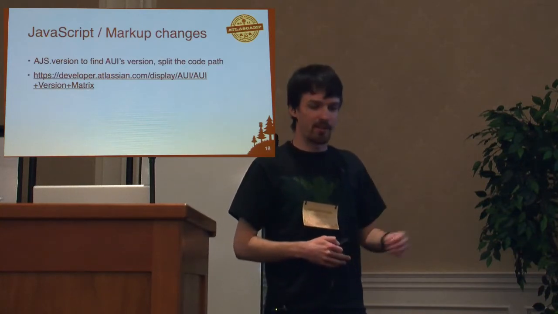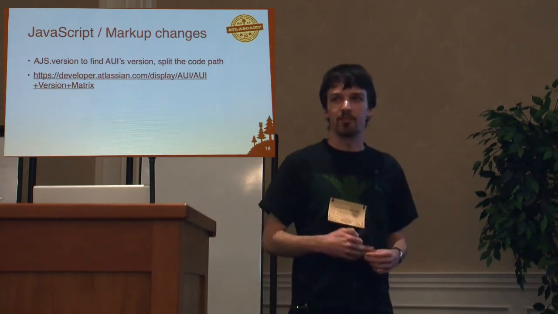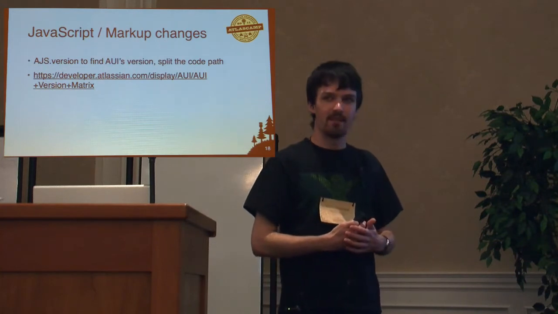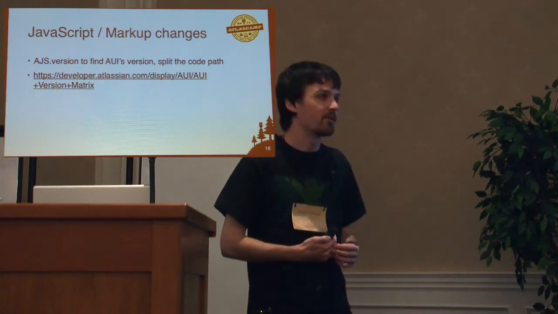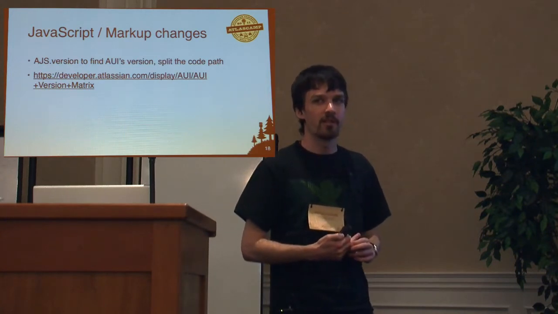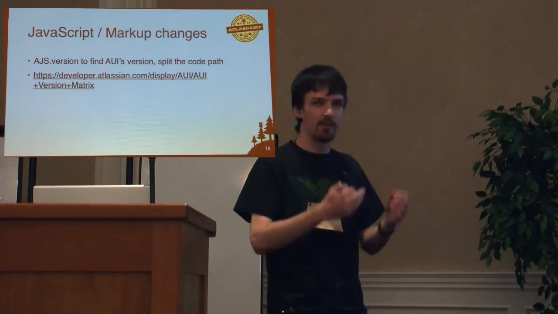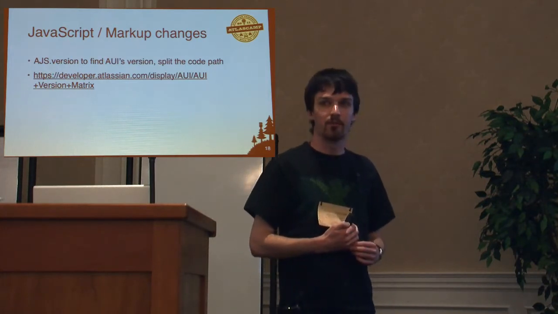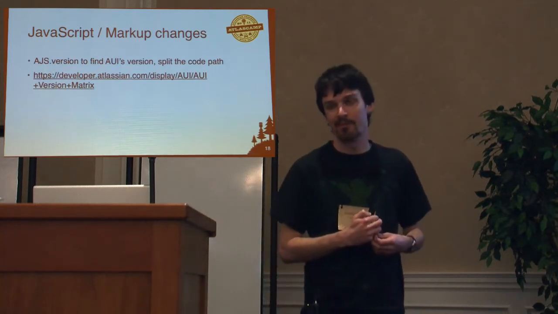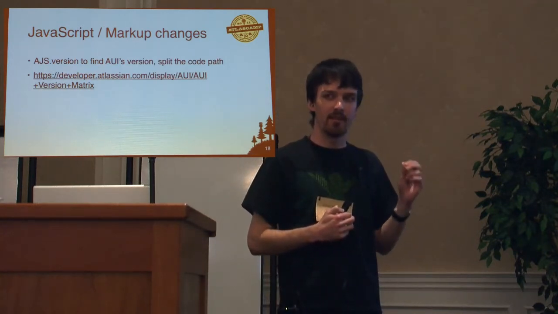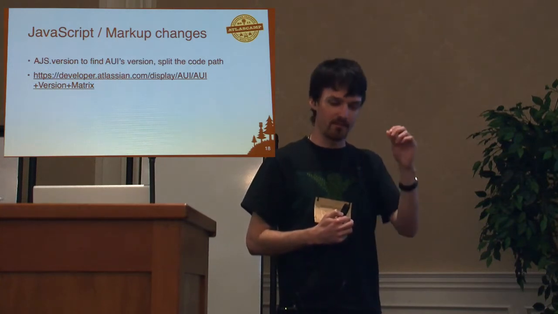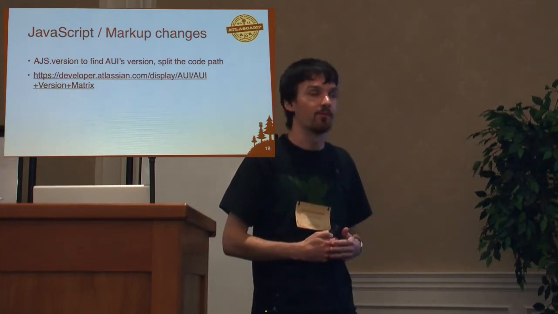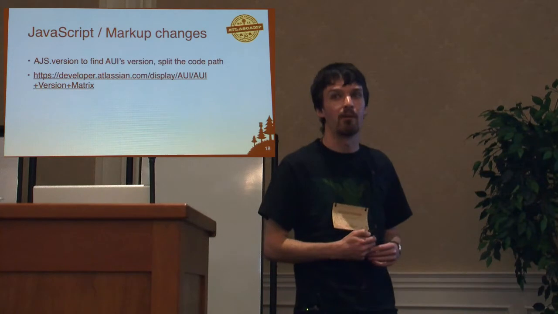So now that we've got our continuous integration running, we want to deal with some of these JavaScript and markup changes that happen between JIRA versions. The most straightforward way that I've found to deal with these is to use AJS.version to query the version of JIRA and split the code path based on the version returned. Another great resource is the AUI version matrix on developer.atlassian.com. It lists the AUI version for each product for each version. This way you'll be able to find out, okay, if I'm targeting JIRA 4.3, it's got this AUI version. If 4.4, then this other AUI version.